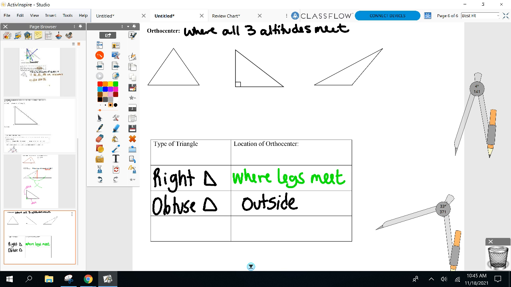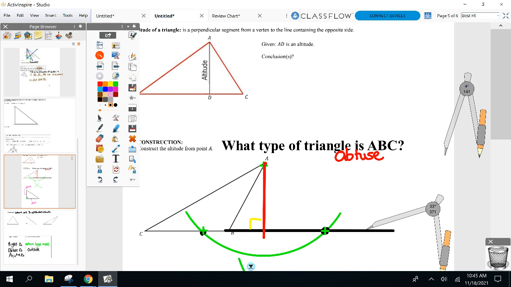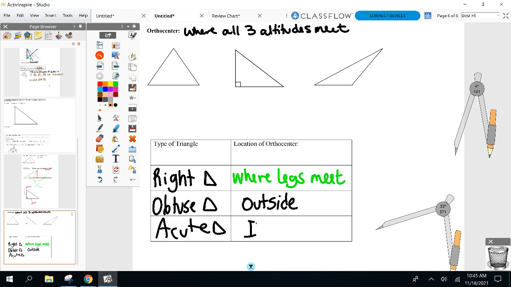And then the last one is an acute triangle. That's similar to the original diagram we started with today when I introduced altitude. What do you think? Where do you think all the altitudes would be in an acute triangle? Inside, so where's the orthocenter? Inside as well. Yep. So all you're responsible for is where they're located. That's all I'm going to have you be responsible for.